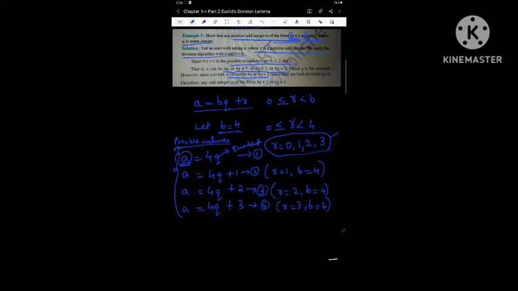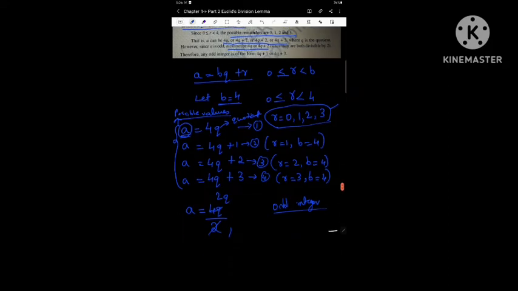Why? Let's see that. See, if we consider a equals 4q, what do you mean by odd integer? First let's check that. Odd integer is something which is not divisible by 2. So now if we divide this by 2, so 2 ones are 2, 2s are 4, right? So 2q. So it is divisible by 2. So this is even. Next, let's check for the second equation. For a equals 4q plus 1. This is not divisible by 2. 4q plus 1 is odd.